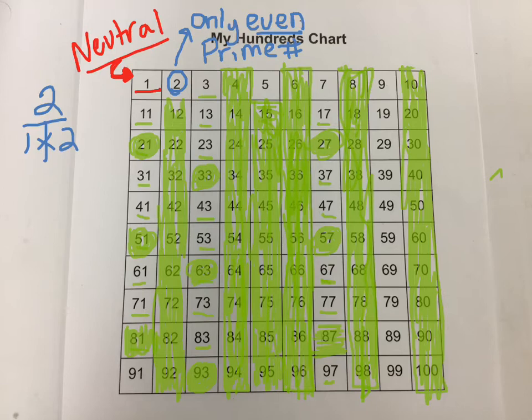3 goes into 9 evenly, so that means the number 9 is going to be a composite number. 19, 1 plus 9 is 10, so no. 29, 2 plus 9 is 11. Nope. 39, 3 plus 9 is 12, so it is a composite number. 49, 4 plus 9, 13, so nope. 59, 5 plus 9 is 14, so no. 69, 6 plus 9 is 15, 3 goes into 15.